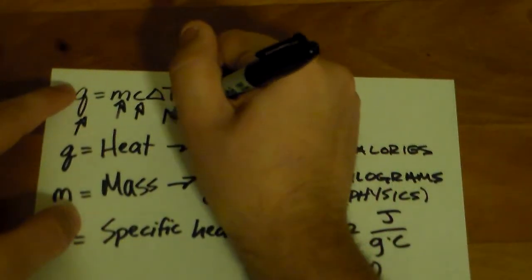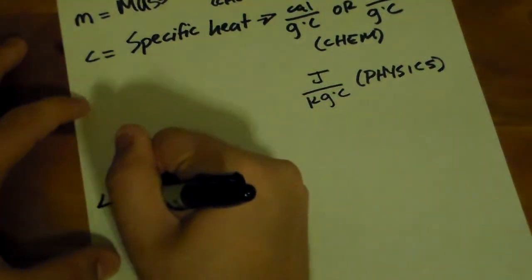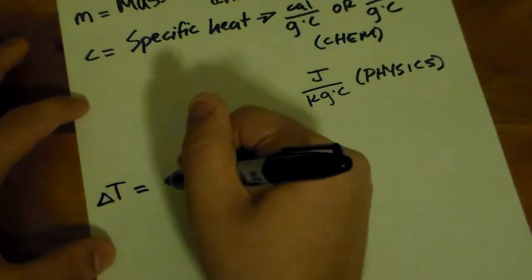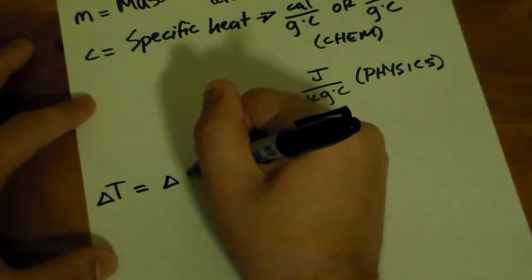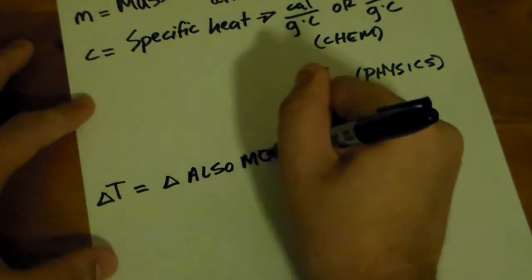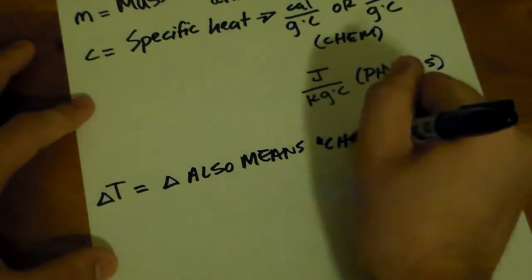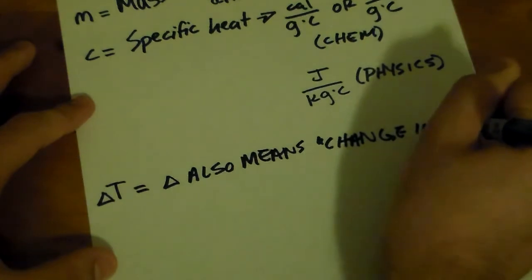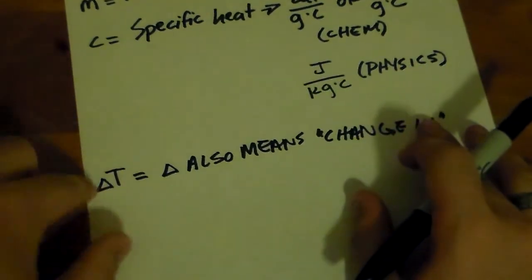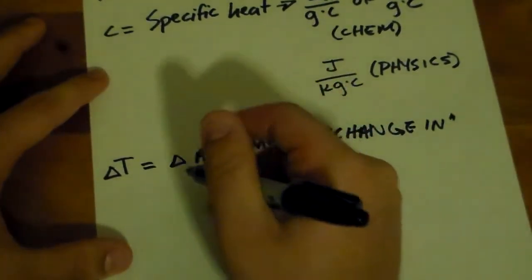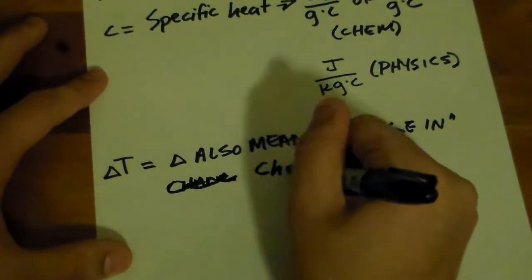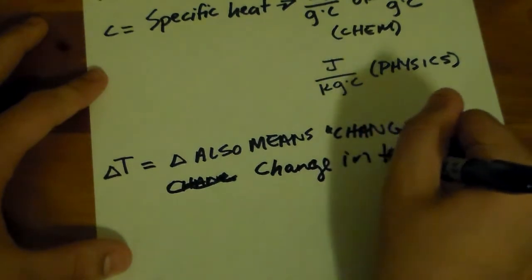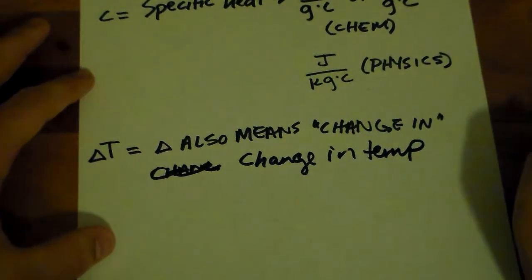Now we have, if we go back up here, delta T. Delta is just another name for change in. So delta also means change in. So it means change in temperature. So it's going to be a change in temperature.